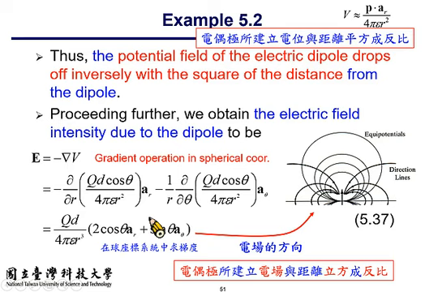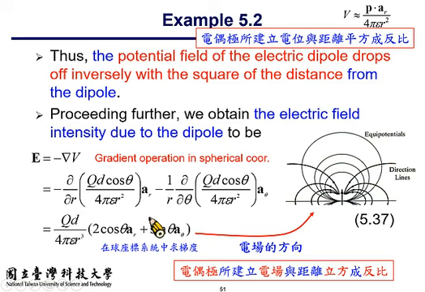So this is the electrical field intensity built up by an electrical dipole pair. So as you can see here, they are somewhat complicated, but it's not that difficult to derive using the definition of electrical potential. So it's still doable.